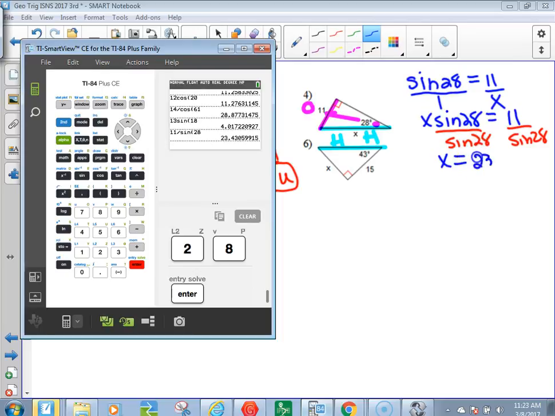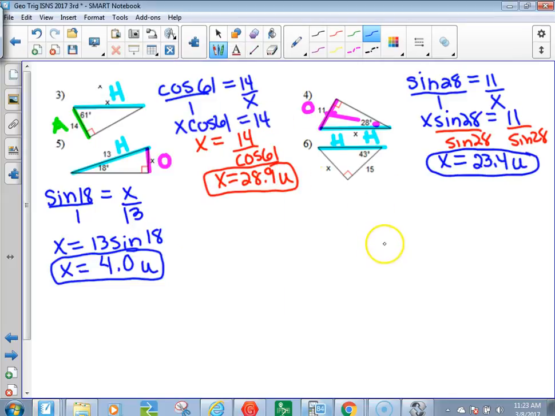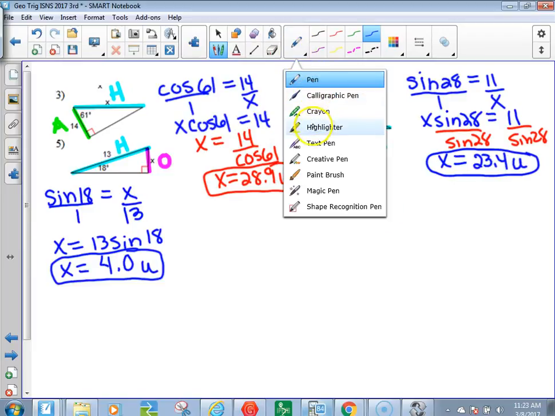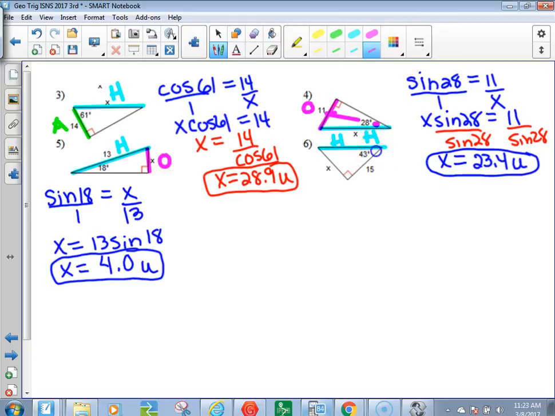0.4 units. Yes, that's the point of the practice. All right, if we come over and find where our angle is that we're given. Good. Opposite, and this one would be adjacent. Yep.